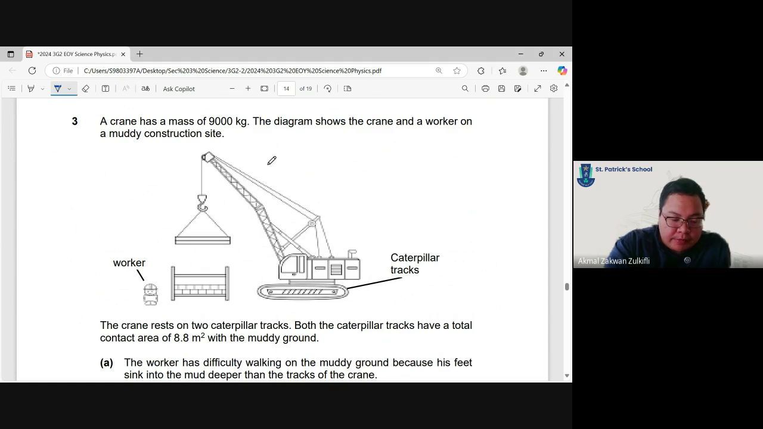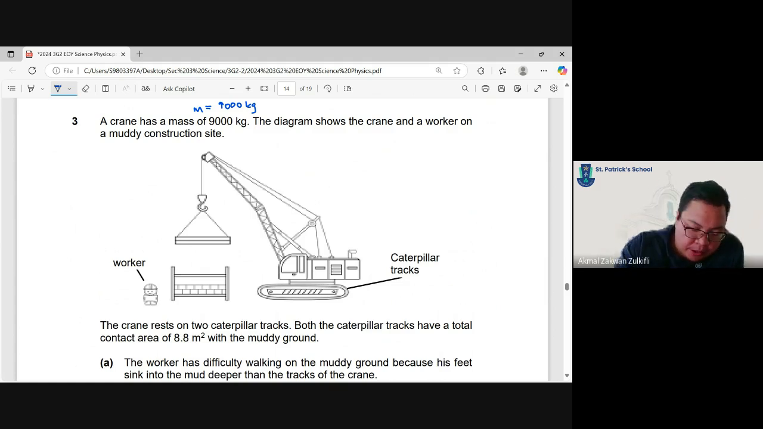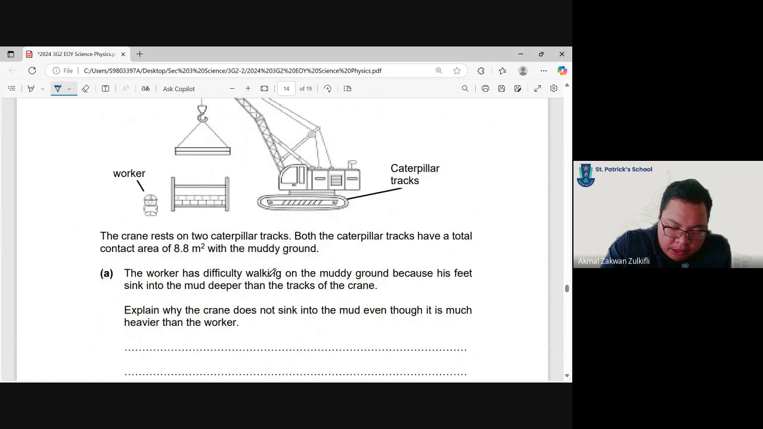A crane has a mass of 9,000 kg. Write this down first: m equals 9,000 kg. The diagram shows a crane and a worker on the construction site. The crane rests on 2 caterpillar tracks. These are the caterpillar tracks. Both caterpillar tracks have a total area of 8.8 meters squared. So immediately go and write this down: area is 8.8 meters squared.